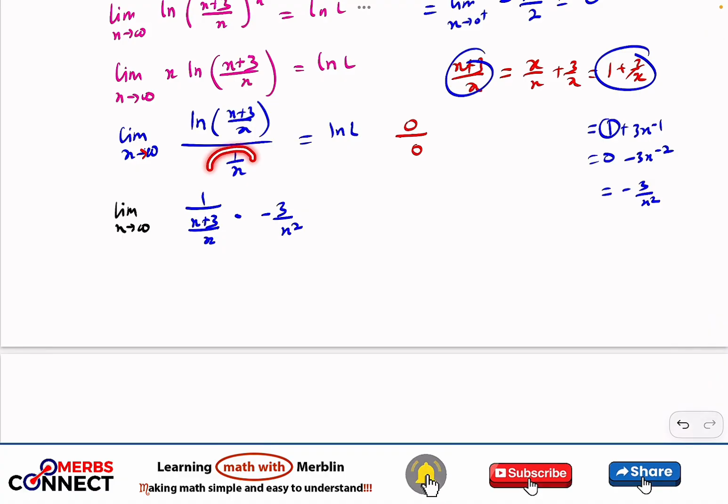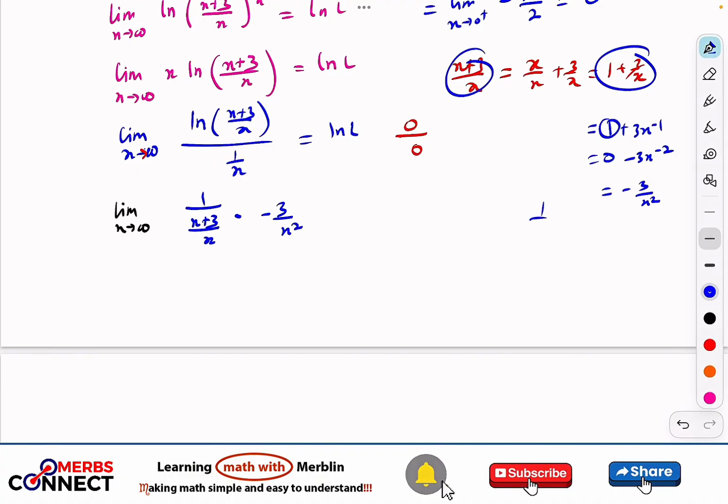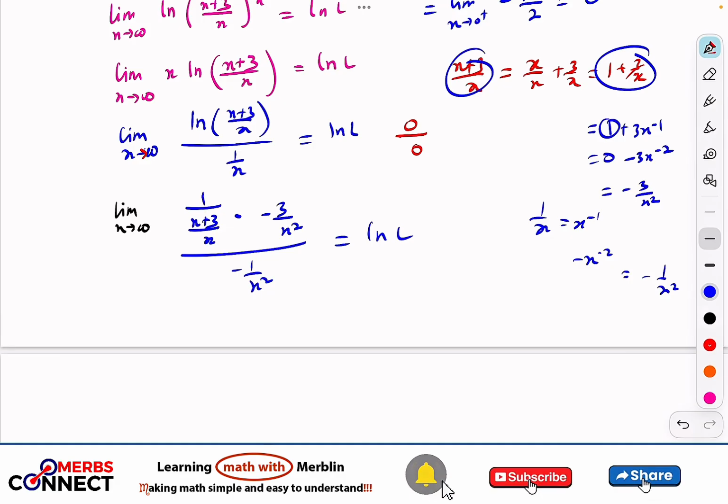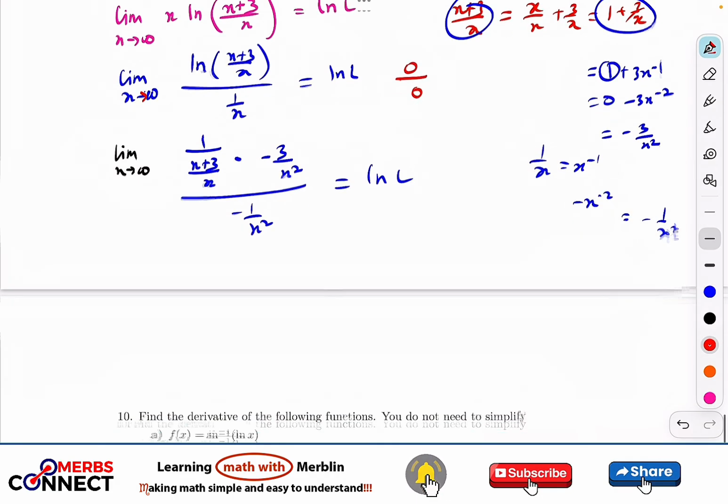Now let's differentiate this, which is 1 over x, the same as x to the power minus 1. So when I differentiate this, I have minus x to the power minus 2, which is the same as minus 1 over x squared. So everything here is divided by minus 1 over x squared, which is equal to the natural log of L. So now we need to play around with this here.